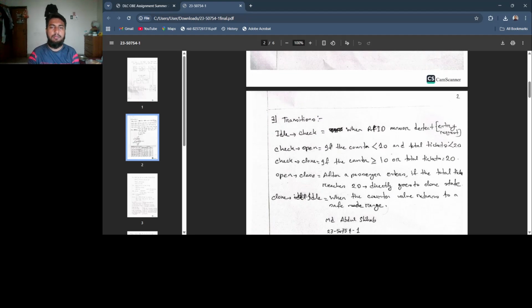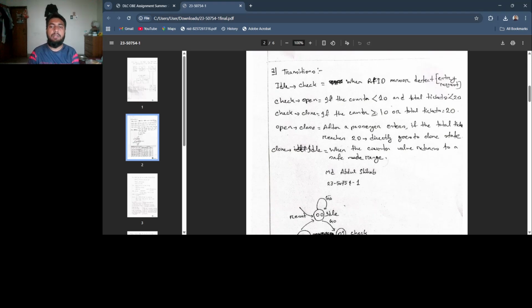This is my transition: first of all, idle to check. When the RFID sensor detects, then check to open if the counter is less than 10 and total tickets are less than 20. Check to close if the counter is greater than or equal to 10 or total tickets equal 20.